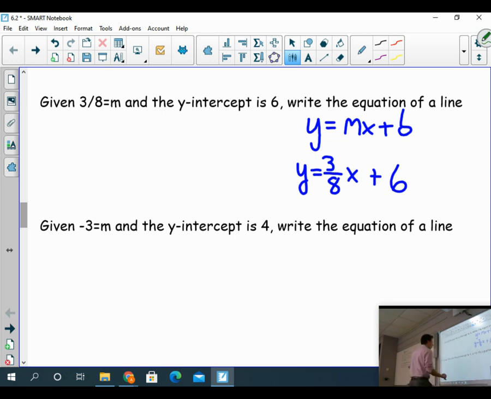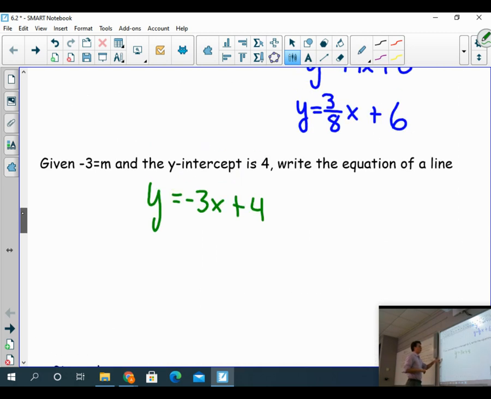Similarly, in the problem below, y equals negative 3x plus 4. Okay, very basics of slope-intercept form. By the way, I know I'm going somewhat quickly through these. I think these are a review for most of you. If they're not and you're stuck, though, feel free to email me.